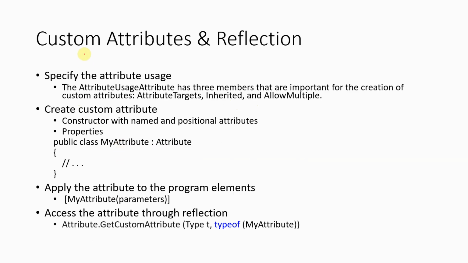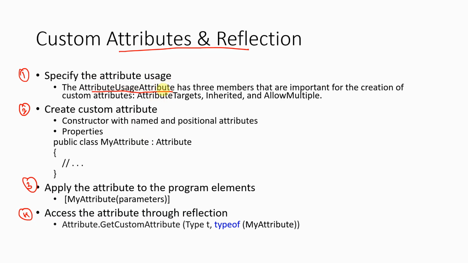So to work with custom attributes and reflection, you first need to follow 4 steps: create the attributes, and then access the attributes through the reflection concept. First, you need to specify the attribute usage. For the custom attribute you are going to create, where it will be used in your programming component needs to be specified in the attribute usage.